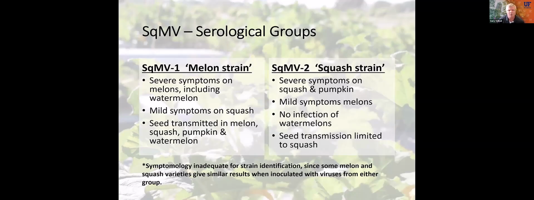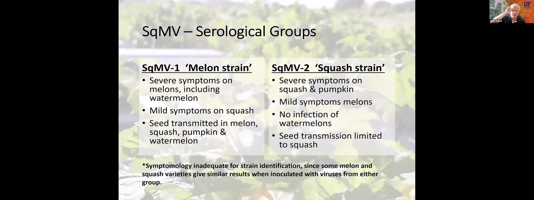Again, squash mosaic virus, because it's highly immunogenic, people early on discovered based on serological tests that they could divide it into two different groups. So you can have squash mosaic virus 1 and squash mosaic virus 2, often referred to as the melon strain or the squash strain. And basically what was found is that squash mosaic virus 1, or the melon strain, caused severe symptoms on the melons, including watermelon, mild symptoms in squash, and could also be seed transmitted in pretty much all the cucurbit species.